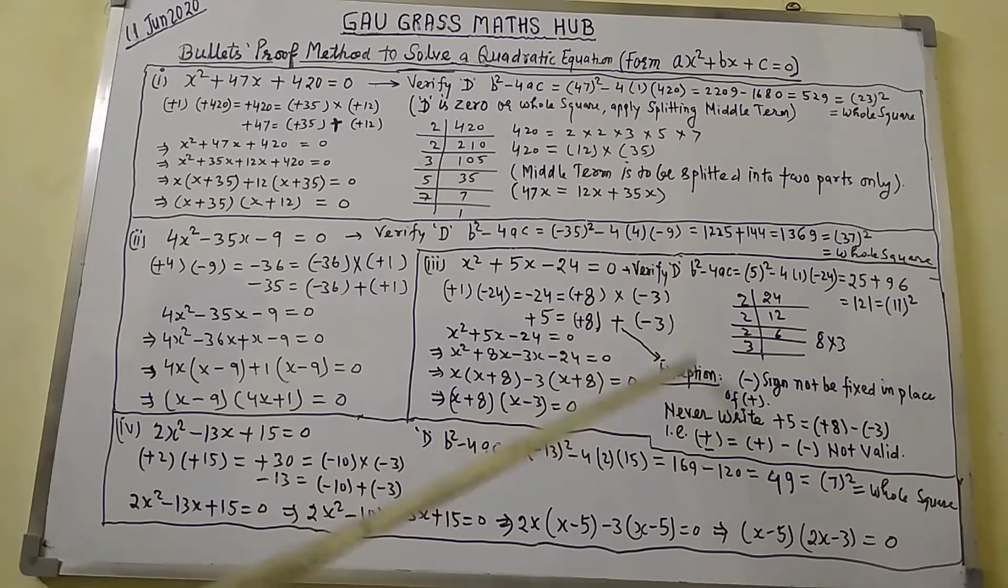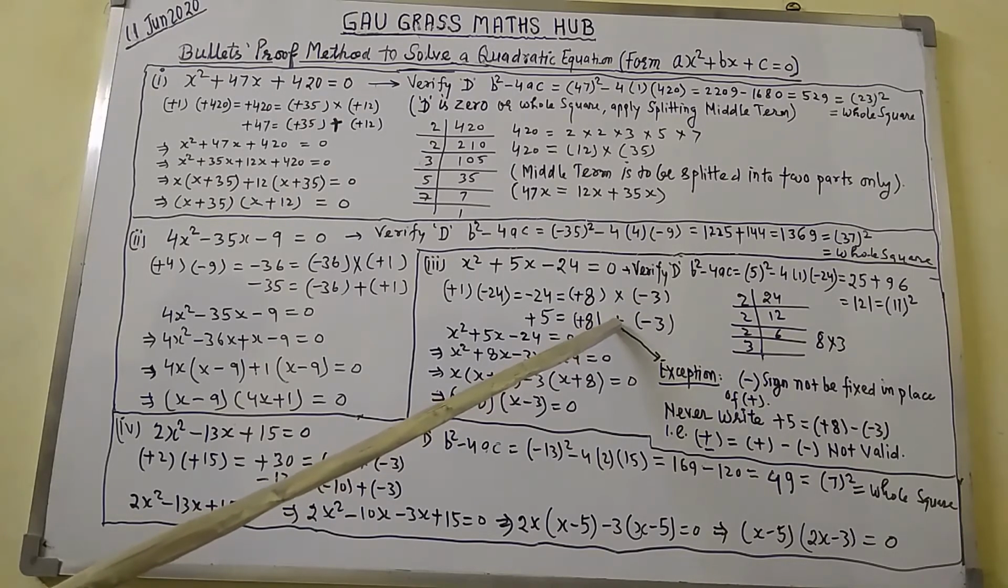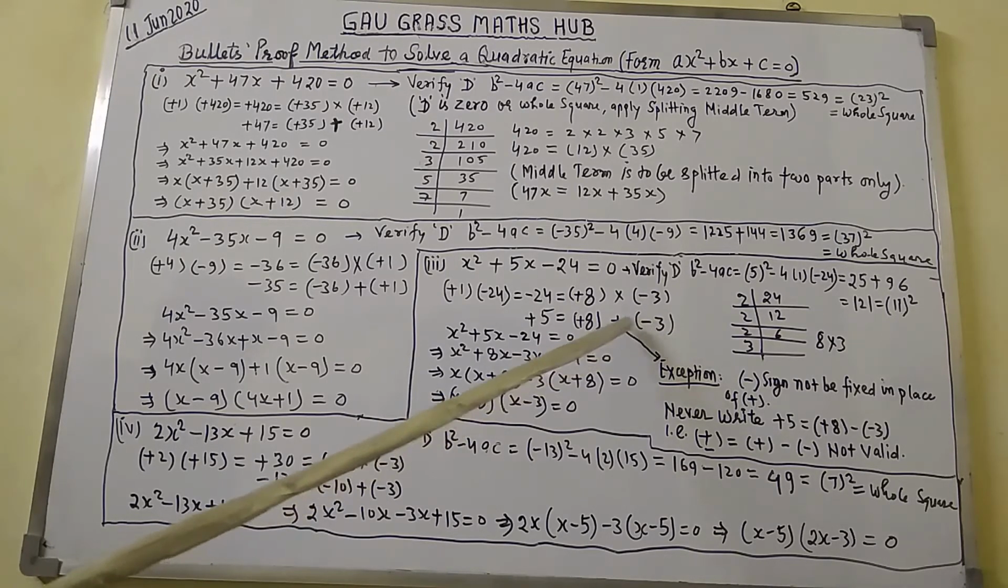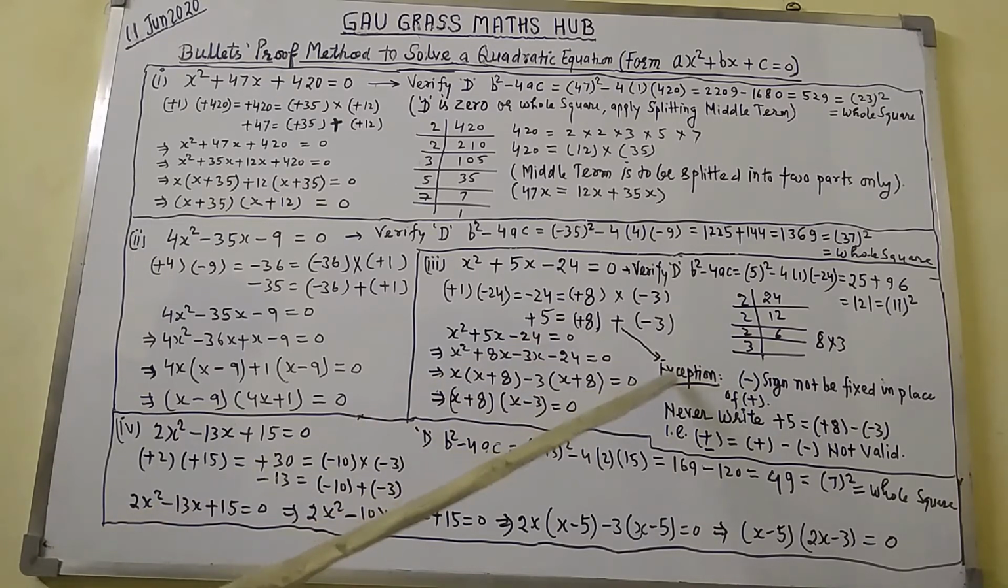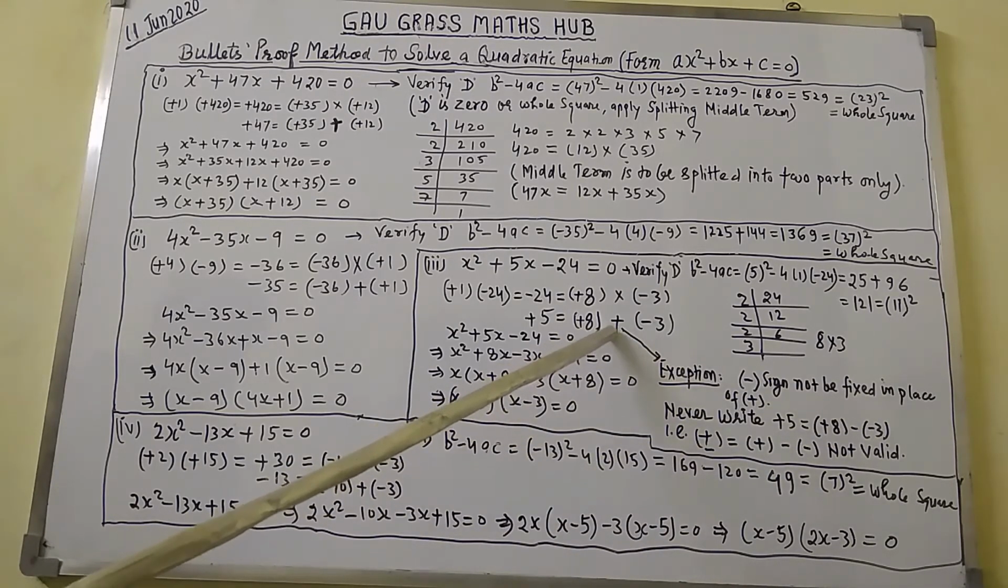Exception to this rule: at this place you can see plus sign is there. At this place it will never come minus sign, because if you take here minus sign, here minus sign will be there. Minus minus can't be operated in this case. So that's why I have written exception to this rule is that minus sign not to be fixed in place of 8. Here plus sign is there. In place of plus, you can't write minus.